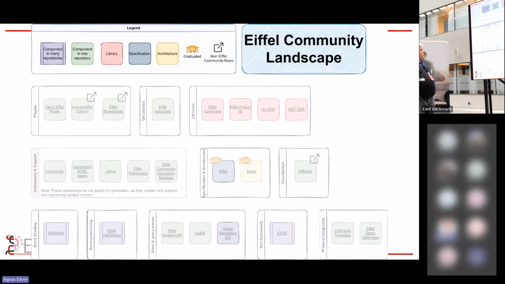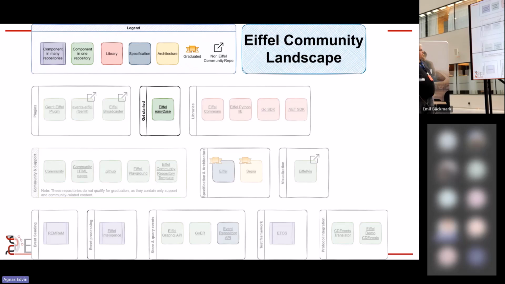So if we go through the landscape, we've got a couple of plugins. We've got 2 different Gerrit plugins. One is developed by Ericsson and one is developed by Axis. And as you notice, the second one here has a little arrow, so that one is hosted within the Gerrit plugin location. They work a little bit differently, and they also support different Gerrit versions. We also got an Eiffel broadcaster plugin, a Jenkins plugin, hosted then in the Jenkins plugin repository.